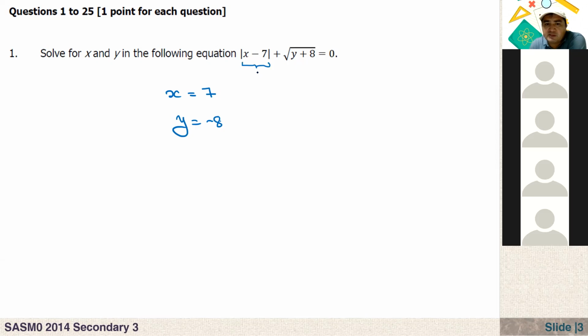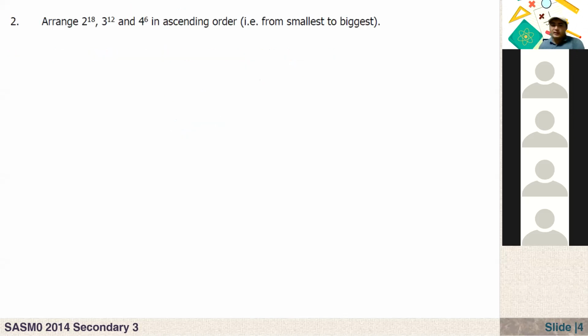Absolute value of something is always greater than or equal to 0. And also the square root of a positive number is always greater than or equal to 0. It can be equal to 0, but it cannot be a negative number. So if you add two non-negative numbers and their sum is 0, it is the only case that both numbers must be 0. Otherwise, their sum is never equal to 0. That means x minus 7 must be equal to 0, which means that x equals 7. y plus 8 should be equal to 0, which means that y is equal to negative 8.